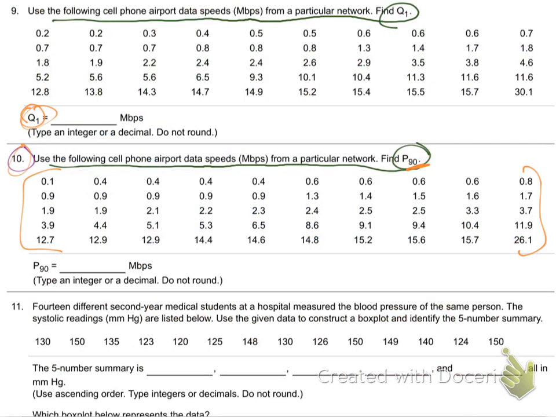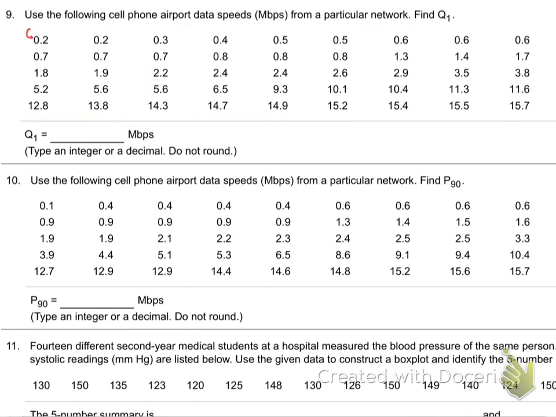So coming back to number 9 here. They're asking me to find the Q1, which is the P25, right? So you take 0.25 times n, the total number of data values. Now, what's the total number of data values? There's 50 data values because there's 10 in each row. 10 here, 10 here, 10 here, 10 here, 10 here.